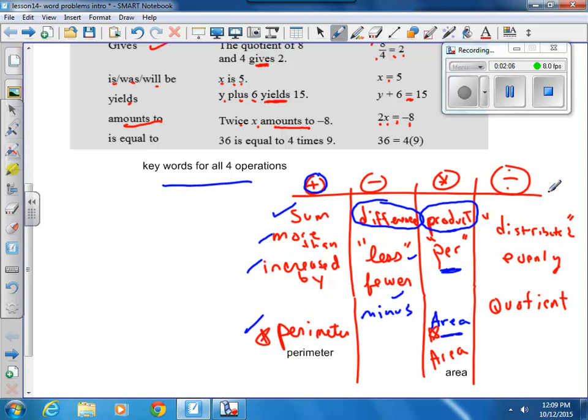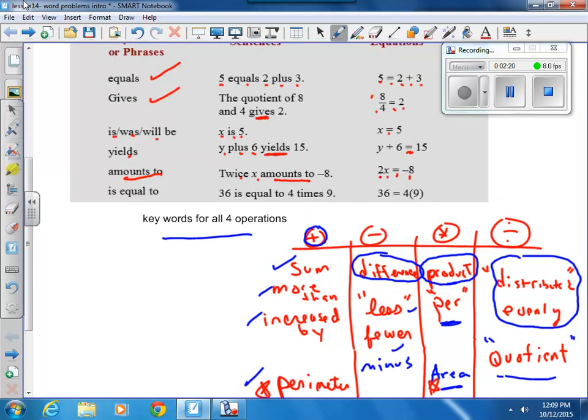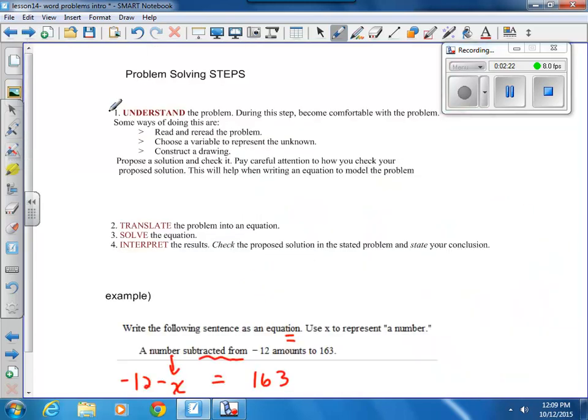Distribute it evenly. I have $20 and I want to distribute it evenly among my 4 friends. Okay, well then 20 divided by 4, right? So be on the lookout for distributed evenly for division, or quotient is a keyword that division is involved. Here we go. Let's dive into our practice.